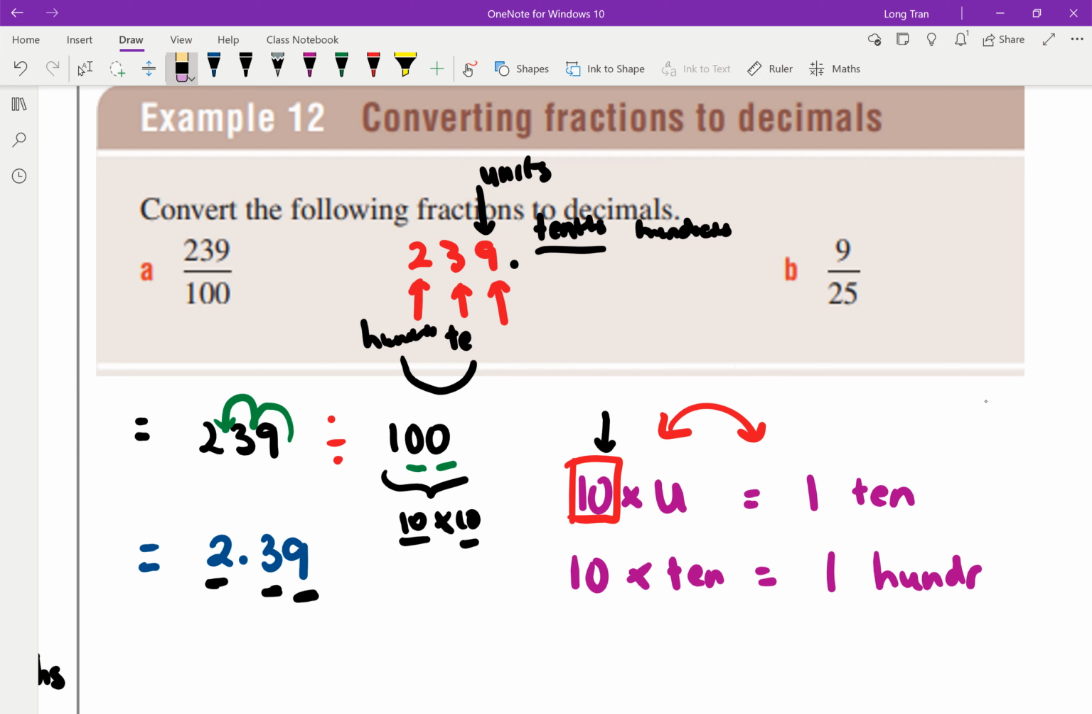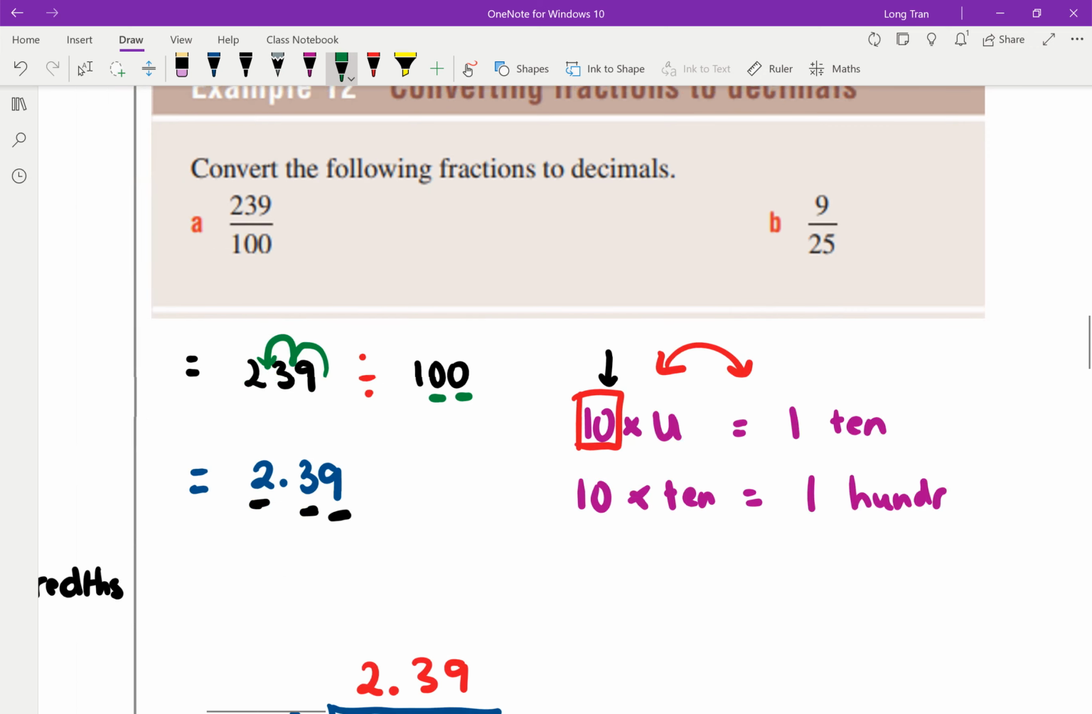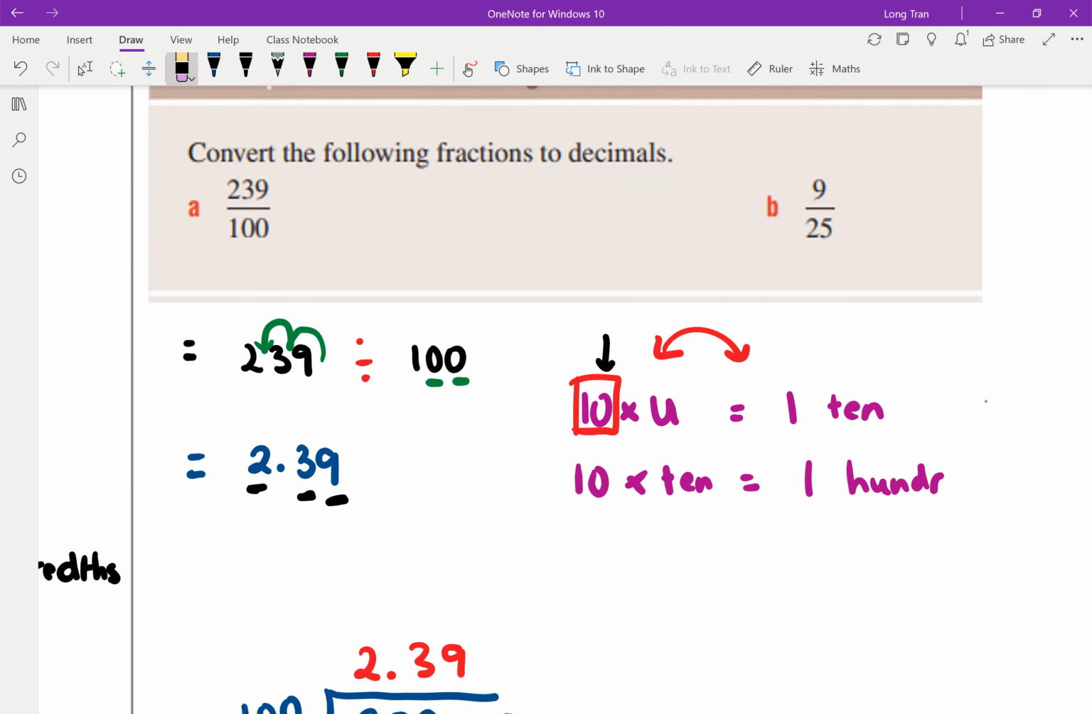Okay, so that's the reasoning why you can simply do the hops, and that seems to work. But I like to usually understand why it works. Once you understand it, you can do the shortcut method.